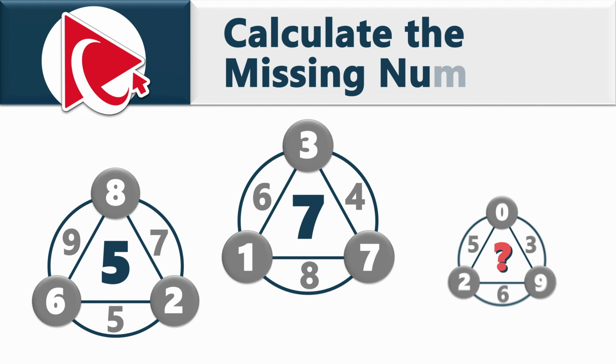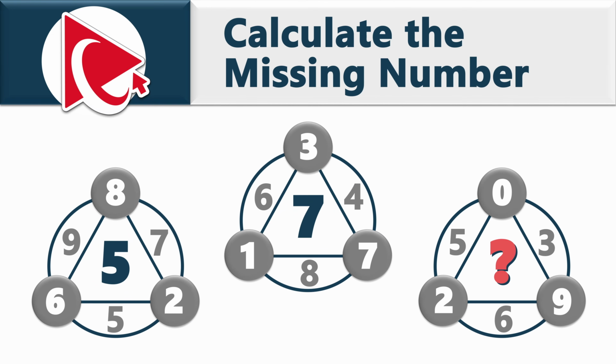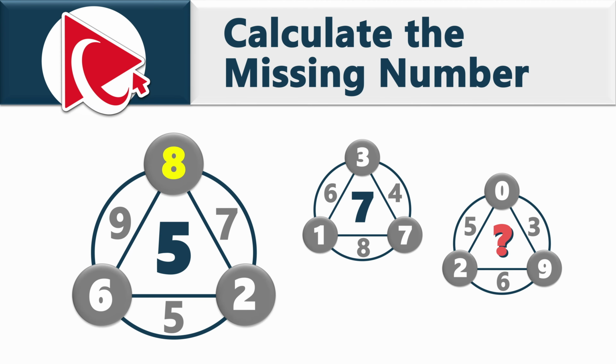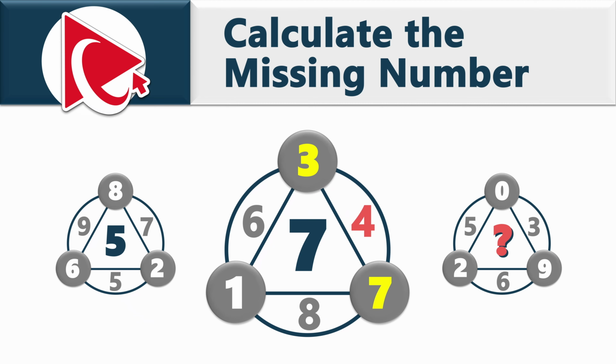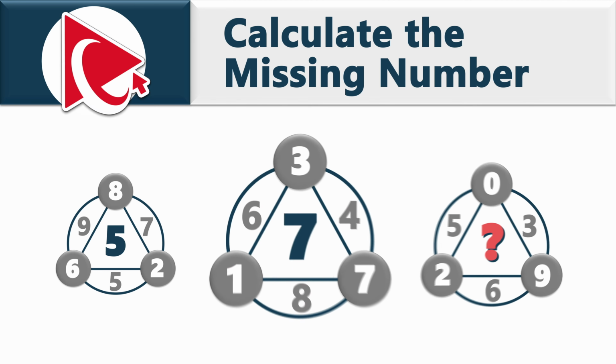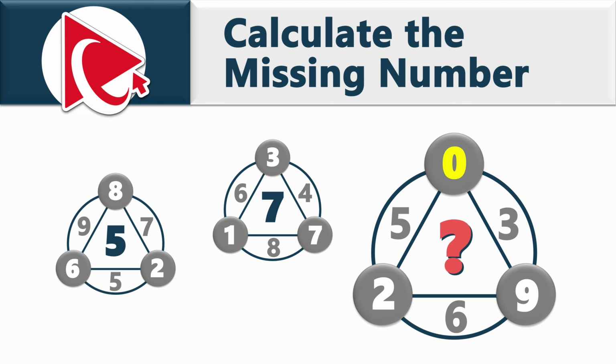You're presented with 3 cool-looking shapes. Each shape has 7 numbers inside. The first shape has numbers 8, 7, 2, 5, 6, 9, and then number 5 in the middle. The second shape has numbers 3, 4, 7, 8, 1, 6, and then number 7 in the middle. The third shape has numbers 0, 3, 9, 6, 2, 5, and then in the middle comes the missing number, which you need to calculate and select out of 4 possible choices.